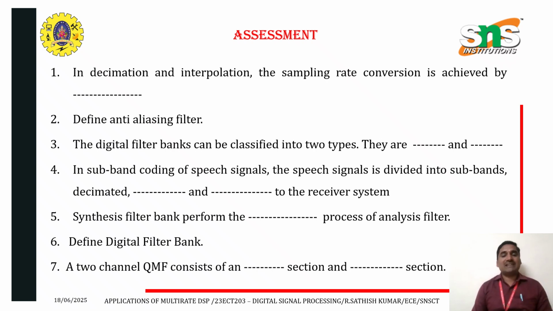The digital filter banks can be classified into two types, called the analysis filter bank and the synthesis filter bank. In subband coding of speech signals, the speech signals are divided into subbands, decimated, encoded, and transmitted to the receiver system. The synthesis filter bank performs the reverse process of the analysis filter bank. A digital filter bank is a set of bandpass filters. The two-channel QMF consists of an analysis section and a synthesis section.